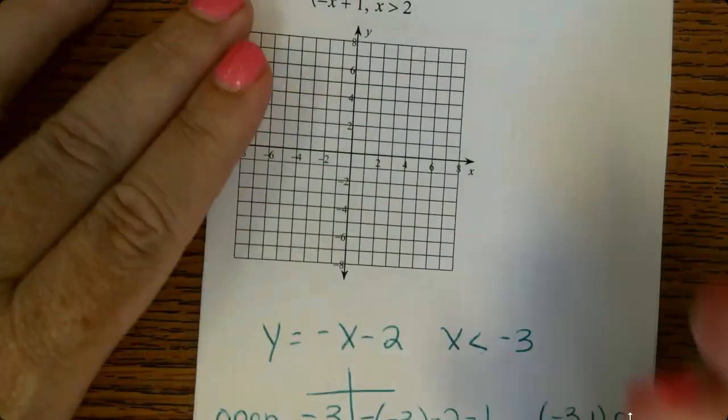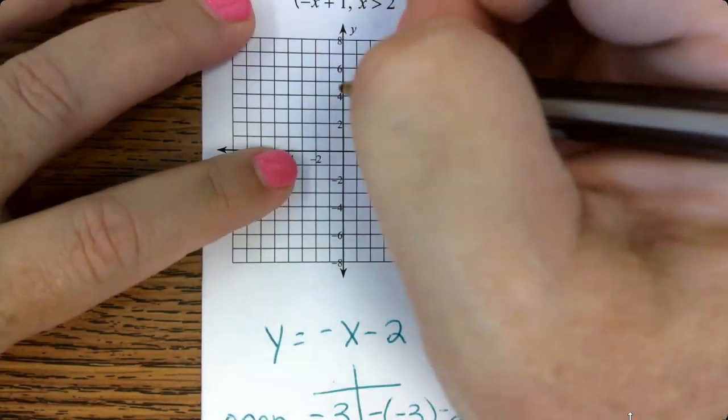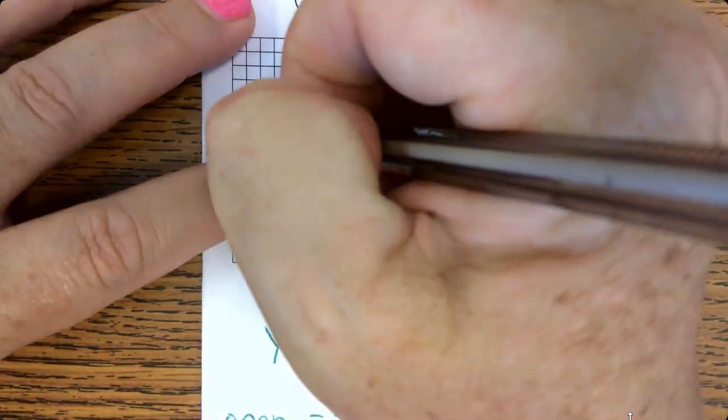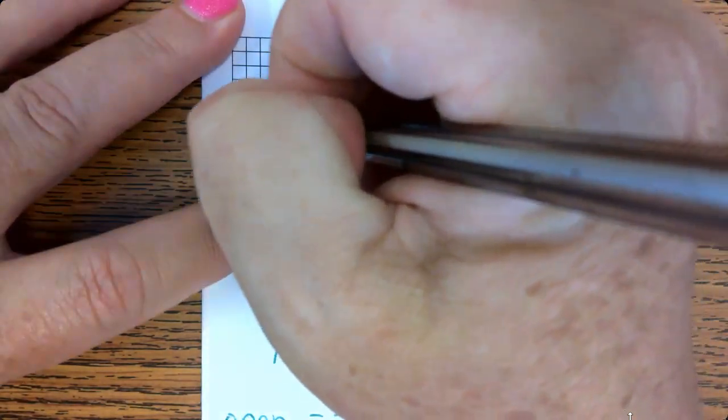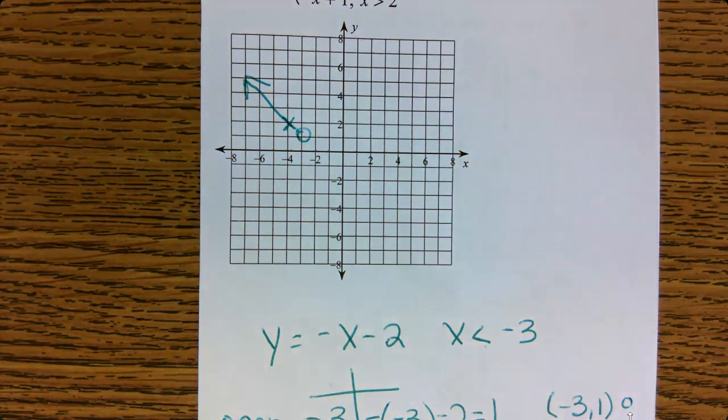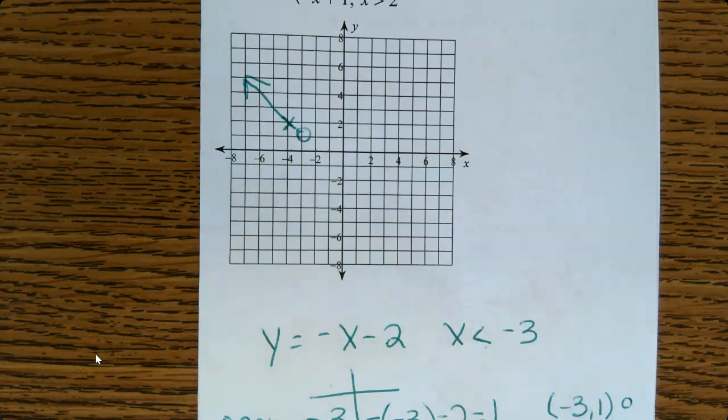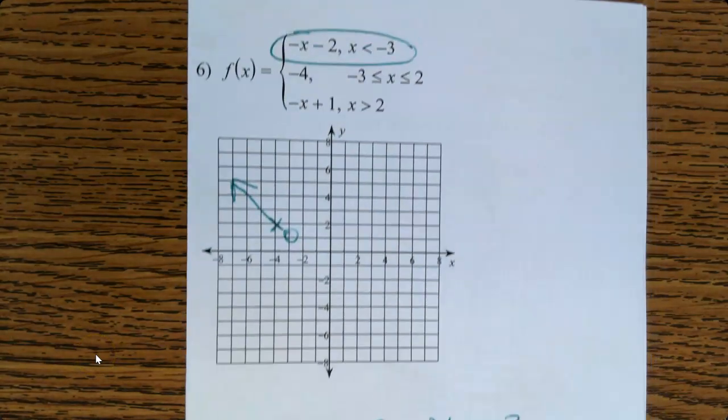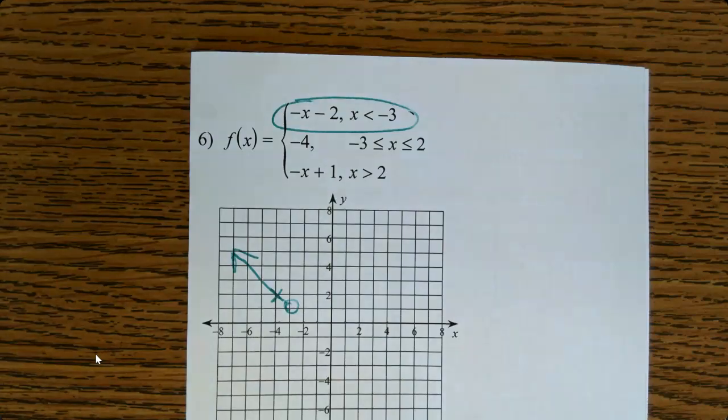Okay, I'm going to graph. So negative 3 and 1, negative 4 and 2. We go through. Okay, so we've done that problem. So let's put this down.